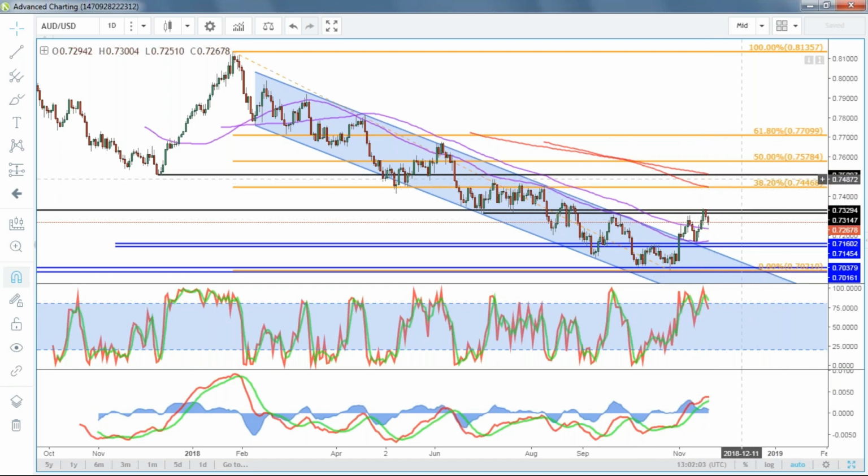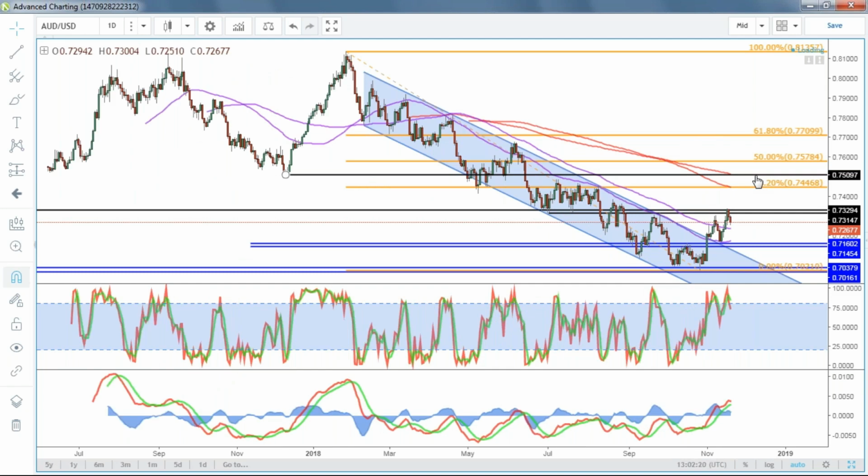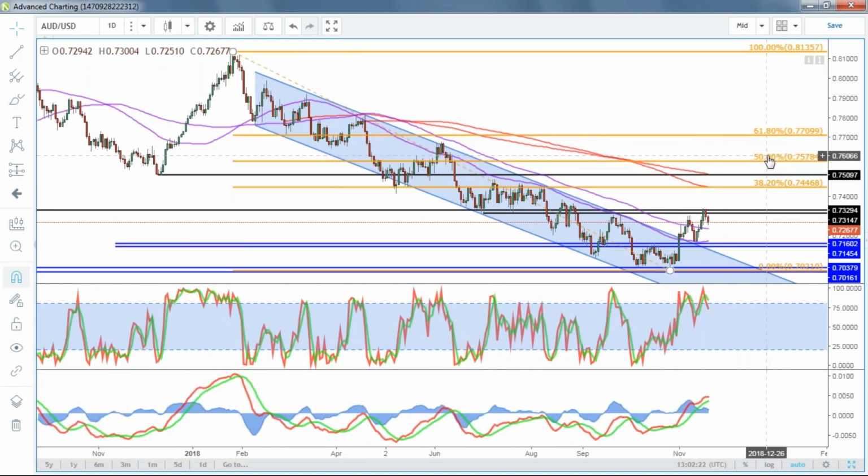I think the next real interesting levels, if we can just squeeze above these kind of 73.50s, then 74.50 through 75 looks really interesting. We've got the 38.2 fib there. We've got the 200-day simple moving average and prior support and resistance. So this could be a nice, interesting level. And then above there, the kind of 76s.